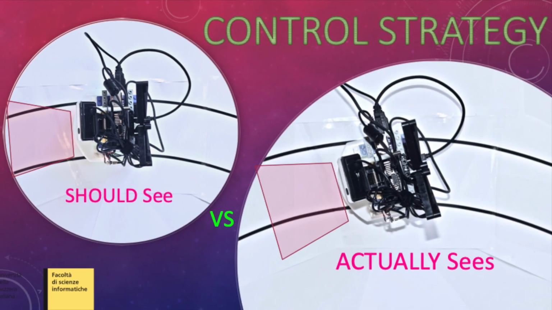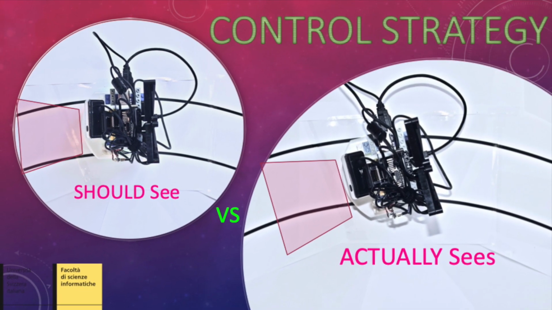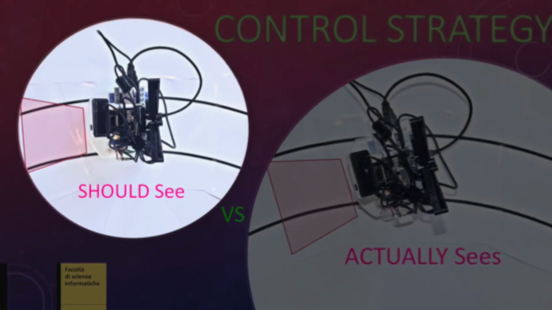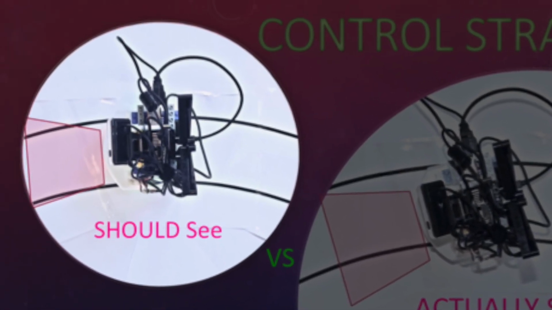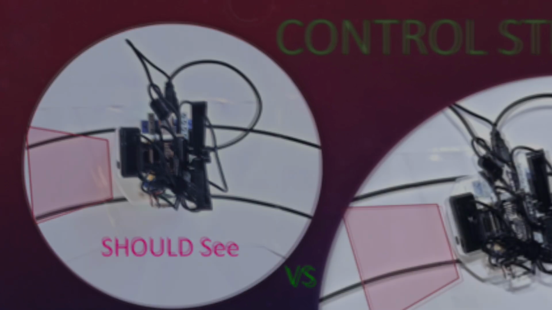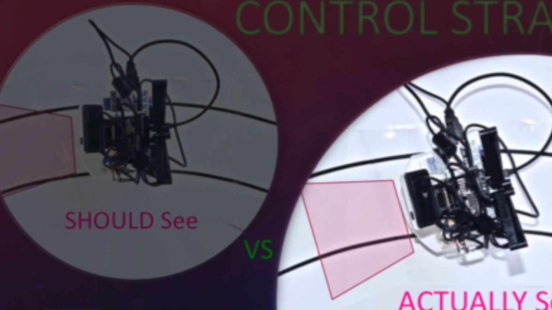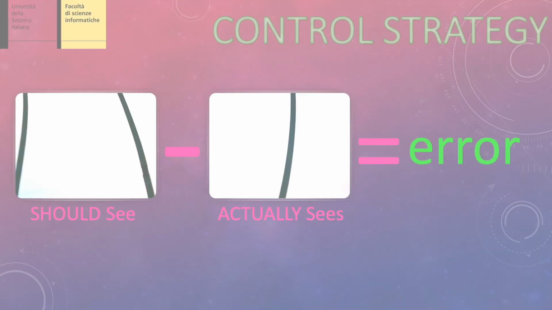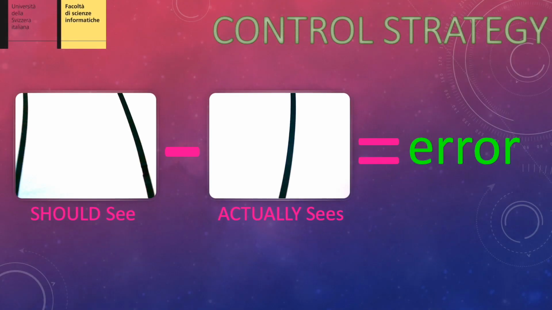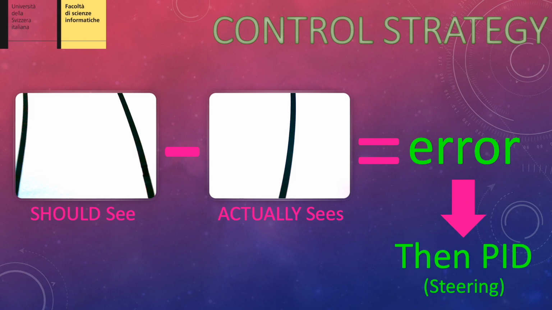For the second task, we tried to find a control strategy to give the correct control action to the robot. When the robot is perfectly aligned with the street in an ideal trajectory, the camera will capture exactly what the robot should see. But when the robot is not on this ideal path, it captures something else. So the idea is to compute an error given by the difference between these two images, and to feed this error to a PID controller on the steering.